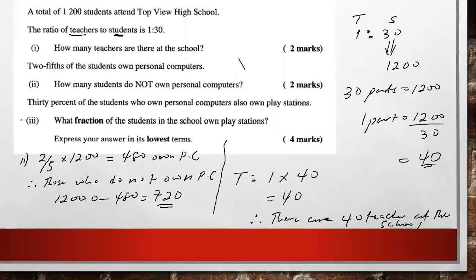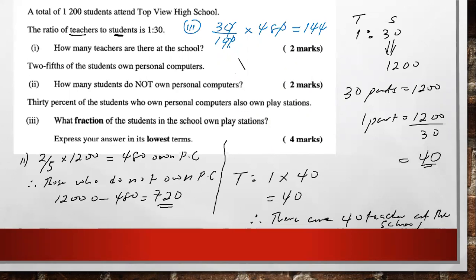So 30%, it would have been 30 over 100 times 480. All right, so we cancel this and cancel that. So now we are doing the third question here, right? This is number three. Now, three times, when we multiply this, what do we have? 144. All right.